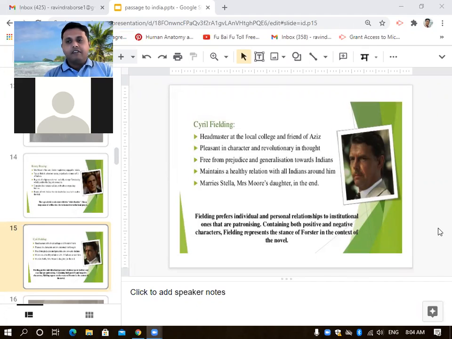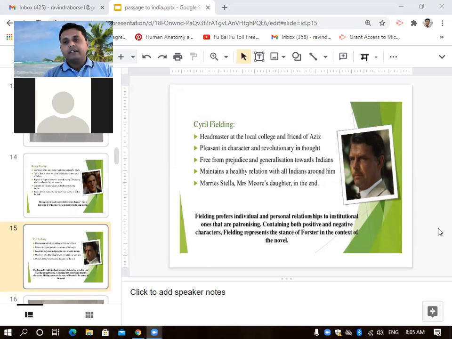This is Mr. Fielding, Cyril Fielding. And let's have the introduction of this character. As the name indicates, he is a British. He is a headmaster at some local college and the best friend of Dr. Aziz. See, Dr. Aziz hates the British, except Cyril Fielding. So Cyril Fielding is the only British character whom Dr. Aziz loves. And as far as the behavior of Cyril Fielding is concerned, he is a very pleasant character, right?